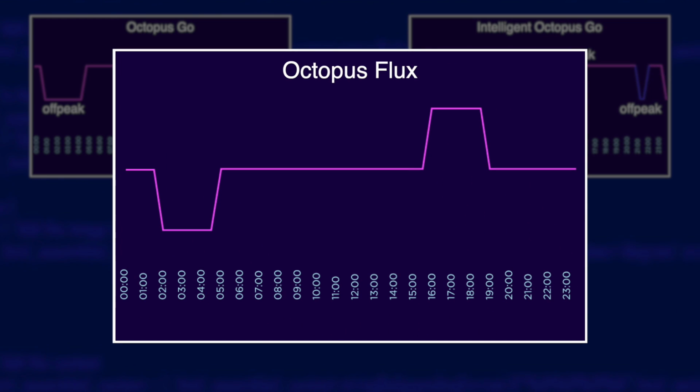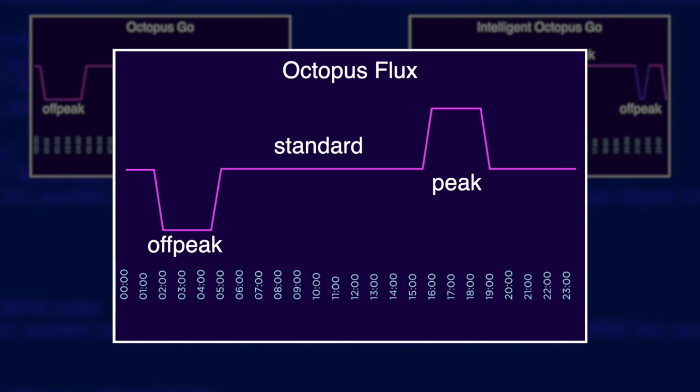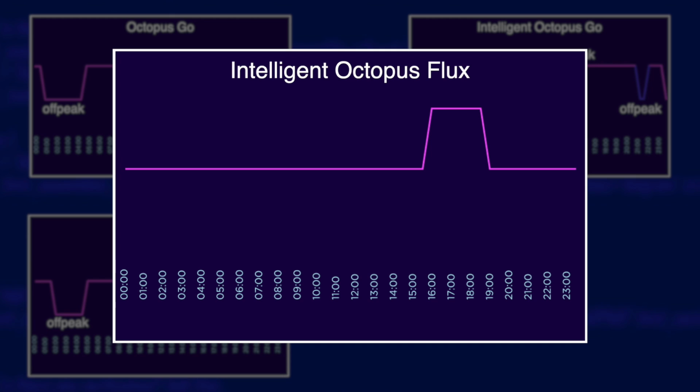Octopus Flux, which is designed for home battery owners and gives you 3 hours off-peak between 2 AM and 5 AM, then a peak period between 4 PM and 7 PM, and the rest of the day is at a standard rate. Intelligent Octopus Flux, which is also designed for home battery owners, but you give Octopus control of your charging and discharging schedule. This has a peak period between 4 PM and 7 PM, with the rest of the day at a standard rate.